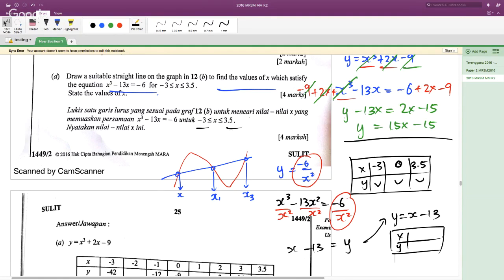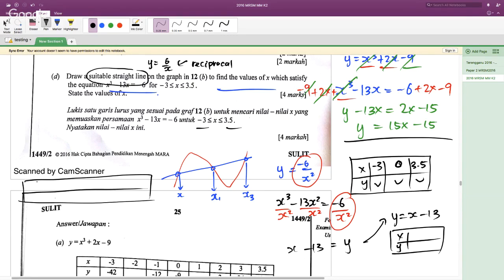Okay, I hope you actually get the idea. Another question is, what if this one is not a straight line? In this case, it's a suitable straight line. What if, after you solve the equation, you get something like 6 over x? This is a reciprocal. If this is not a straight line, it means that whenever the x is not to the power of 1, you still form the table, but your table should be very detailed. Let's say in this case I form the table for x and y from -3 to 3.5. I will start from -3, -2, -1, 0, 1, 2, 3, 3.5.